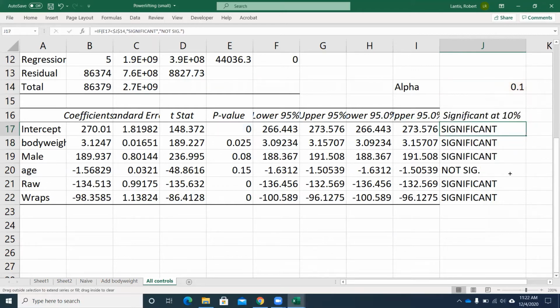Now, when I copy this down, I can start to look at different alpha values, and some of these are significant at the 10% level, but not the 1%. Okay. So we'll change this back to 10% then.